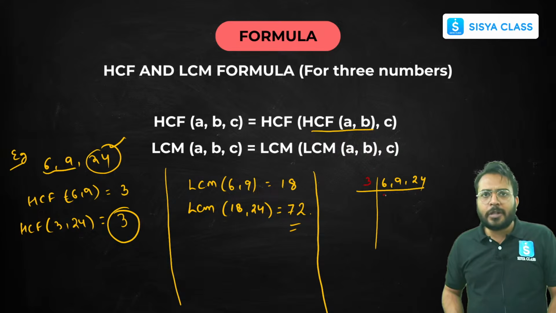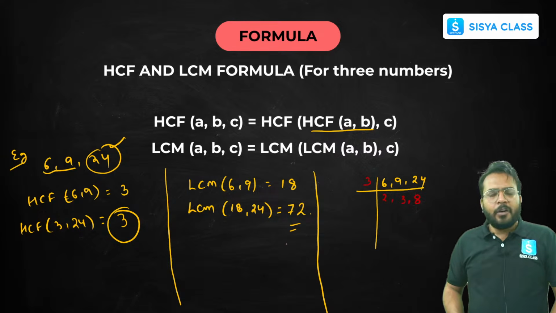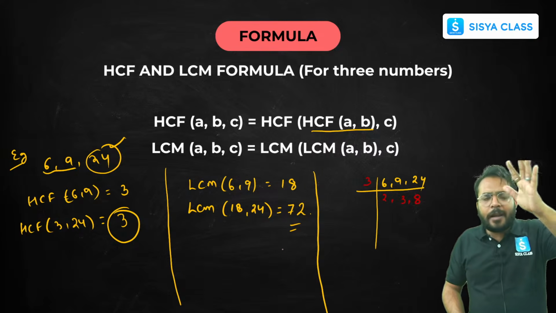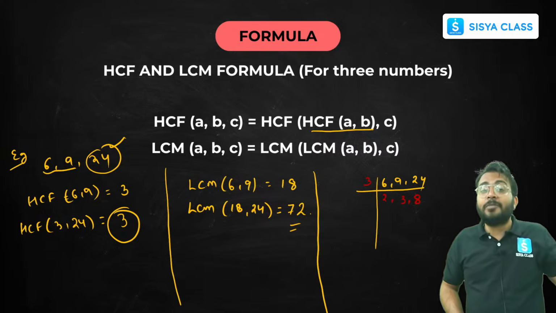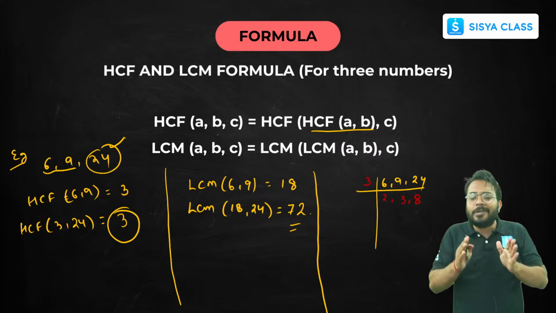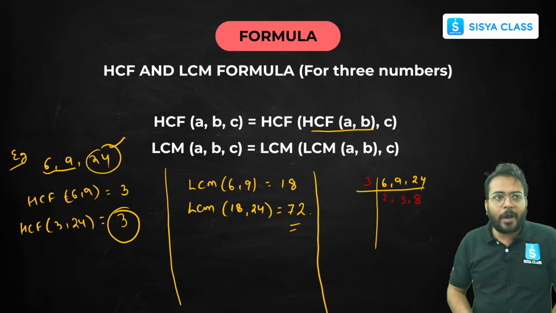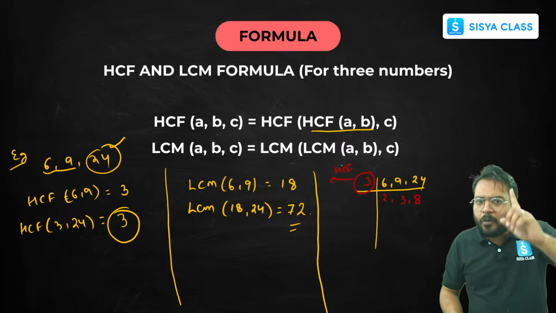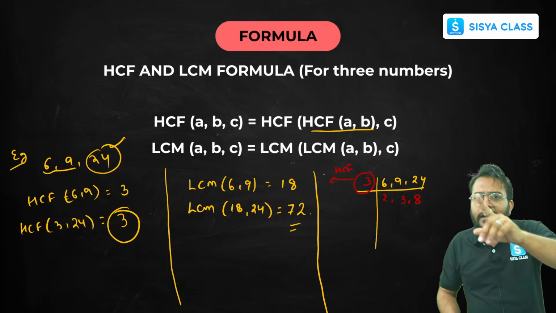So 3 into 2 is 6, 3 into 3 is 9, 3 into 8 is 24, okay. Now further, do you know any number which can divide 2, 3 and 8? You don't know any such number, okay, we do not have any such number which can divide 2, 3 and 8, and that's why this 3 is going to be my HCF. It is the highest common factor for 6, 9 and 24.